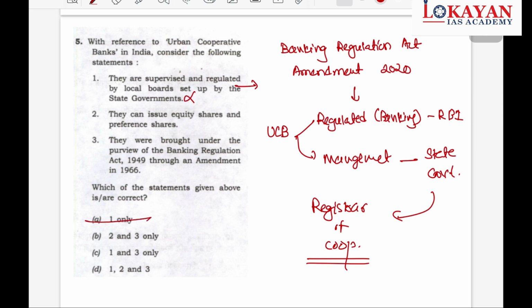As soon as you eliminate the first statement, you get your answer. So remember, the second and third statements are correct, because the second is obvious, they can issue equity shares, because you might have read this in a regular newspaper, that a particular UCB has raised so much money through shares and so on. Okay, so the answer is 2 and 3.